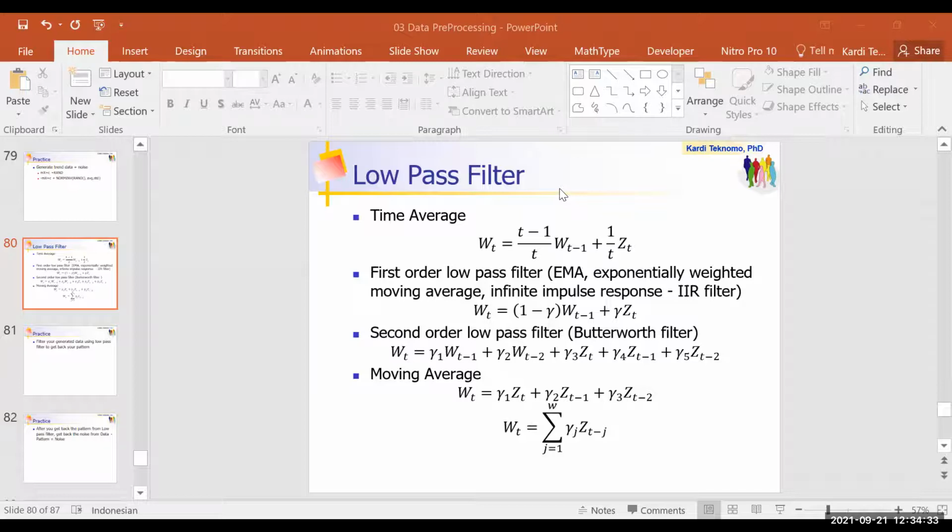This is called exponentially weighted moving average. In digital signal processing, this is called IIR, infinite impulse response. The third filter I presented here is called Butterworth filter. This is actually better because this is second order low pass filter. And the last one is moving average, depending on your window. In here I put three windows. Now let's try that. Let's try that with the first one first, so that you will understand the meaning of this.